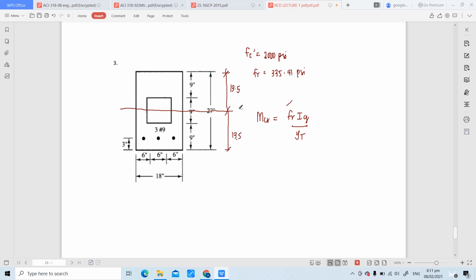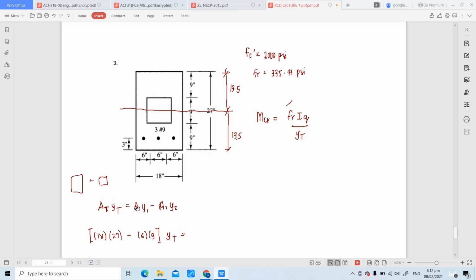Pero kapag hindi ka sigurado, pwedeng i-solve using Varignon's theorem. So, area total, y sub t equivalent to A1Y1 minus A2Y2. Bakit minus yung ginawa ko? Dahil ang ititreat nating value ay for the area total, area ng buong rectangle minus yung area ng butas. Ano bang area nito? Malaking ito. That is, ang area nun ay 18 times 27 minus yung area ng butas 6 by 9.